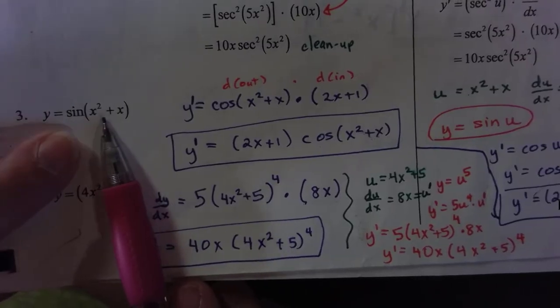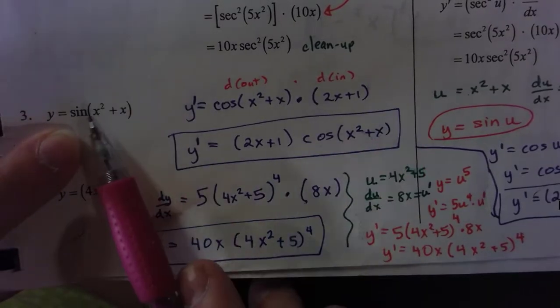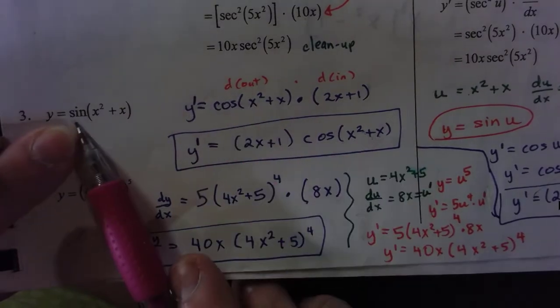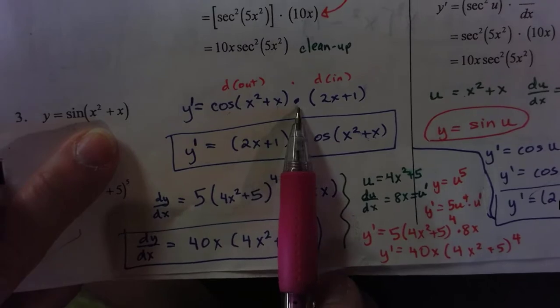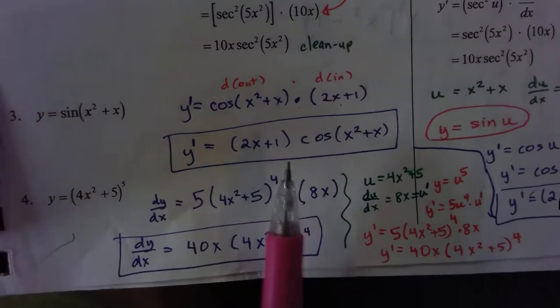Y equals the sine of x squared plus x. Y prime is the outside derivative of sine, which is cosine of x squared plus x, times the derivative of the inside, and again, clean it up.